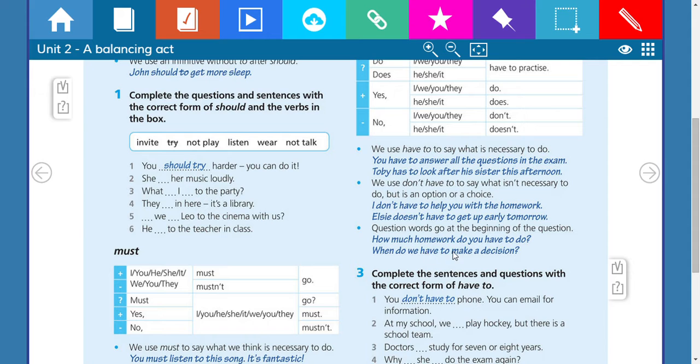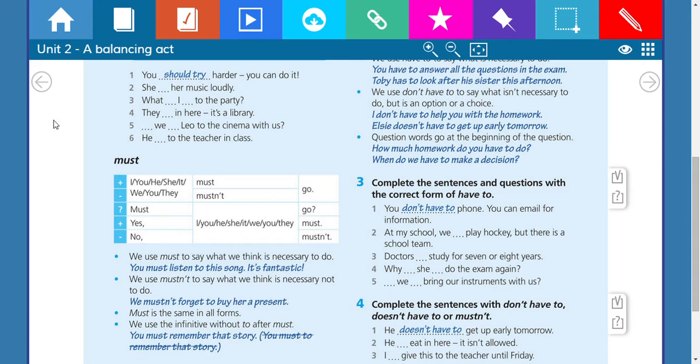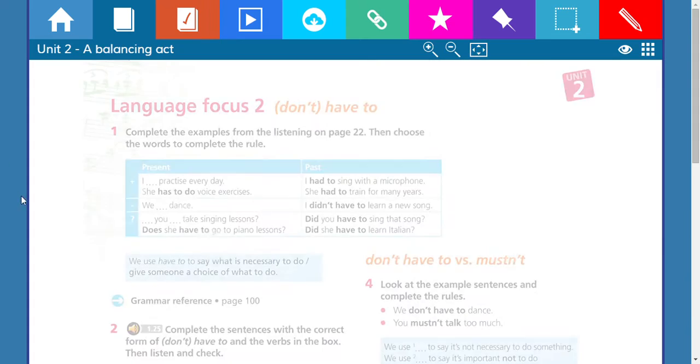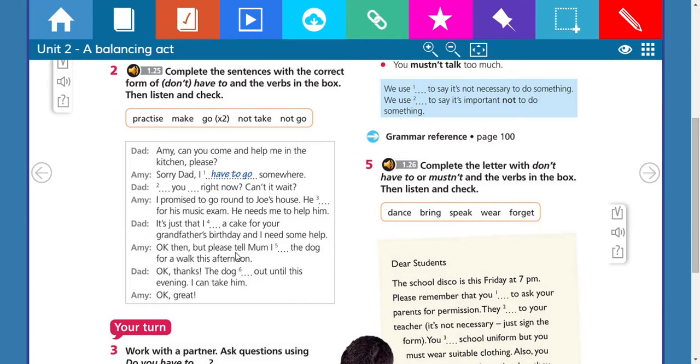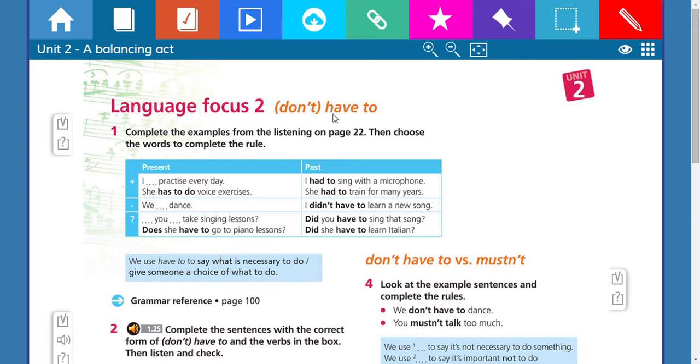When do we have to make a decision? And here are some examples. Now let's go back to our activity. We're here. Okay, so the idea is to talk about something that is necessary, present or past, and the main verb is have to.